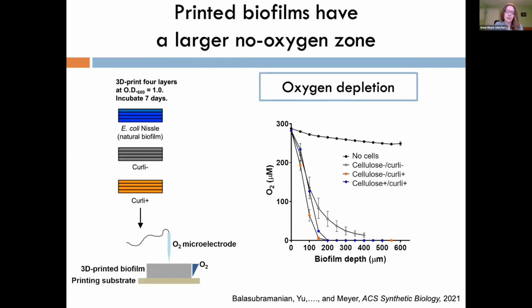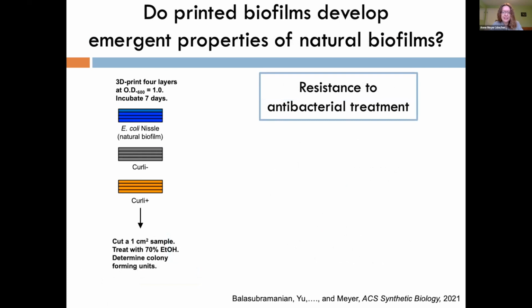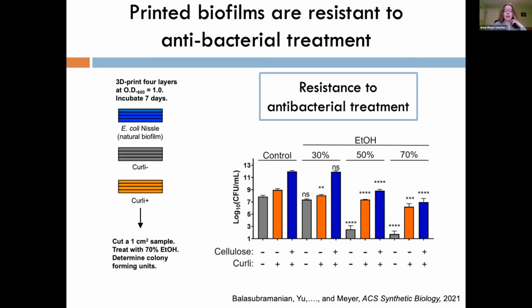So we see really good oxygen depletion, similar or even better than our native biofilm species that we looked at. And the important thing for clinical application is, do we see the resistance to antibacterial treatments like you see in native biofilms? So for this, we 3D printed the biofilms, Shrikant cut a little sample, and treated it with different things. In this case, we're looking at ethanol, which kills bacteria. Then we looked to see how many bacteria survive. On the y-axis is how many bacteria survive per mil of printed sample.